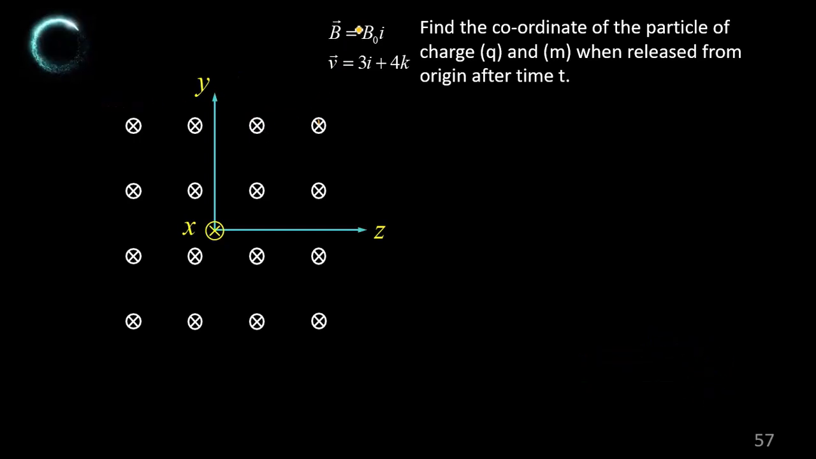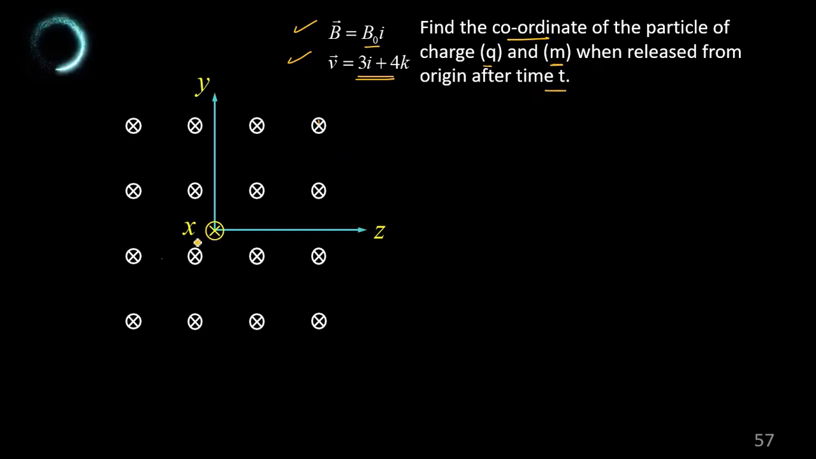In this situation, it is given that the magnetic field is acting along the x direction as B naught i, and the velocity of the particle is given as 3i plus 4k. That means it has an x component of velocity of 3 and a z component of 4 meters per second. You are asked to calculate the coordinates of the particle, having charge q and mass m, when released from the origin, after time t.